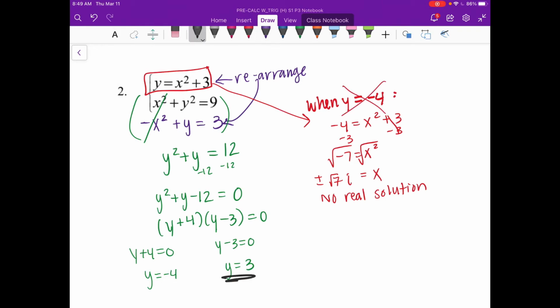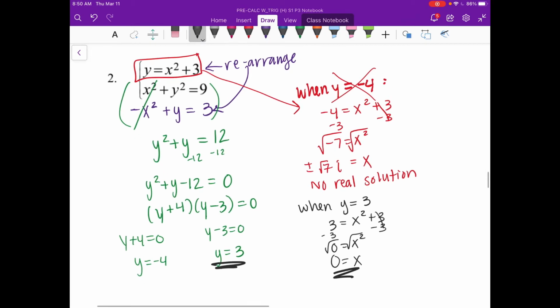But I still have another one. I have y equals 3. So when y equals 3, what happens there? So I have 3 equals x squared plus 3. Subtract 3, and I end up with 0 equals x squared. And if I take the square root of that, I just get 0. So it looks like I only have one intersection this time because I only have one x value and one y value, which means I only have one solution. The graphs cross each other only once.